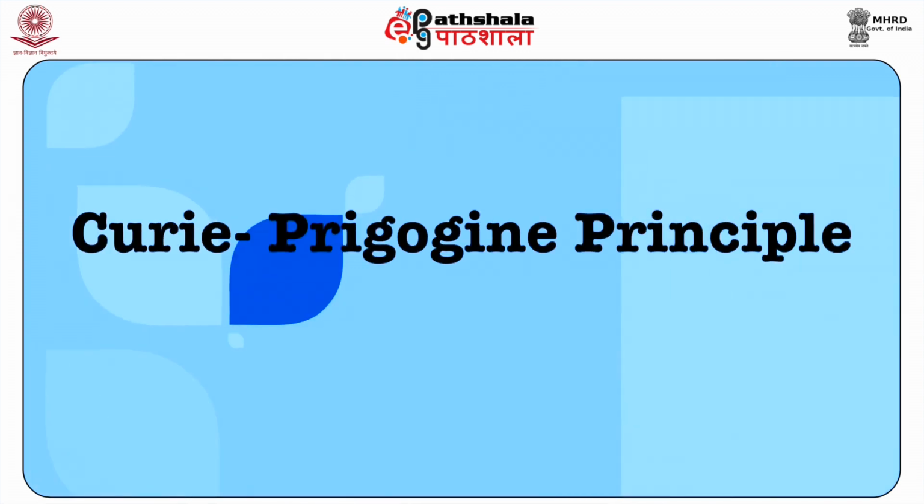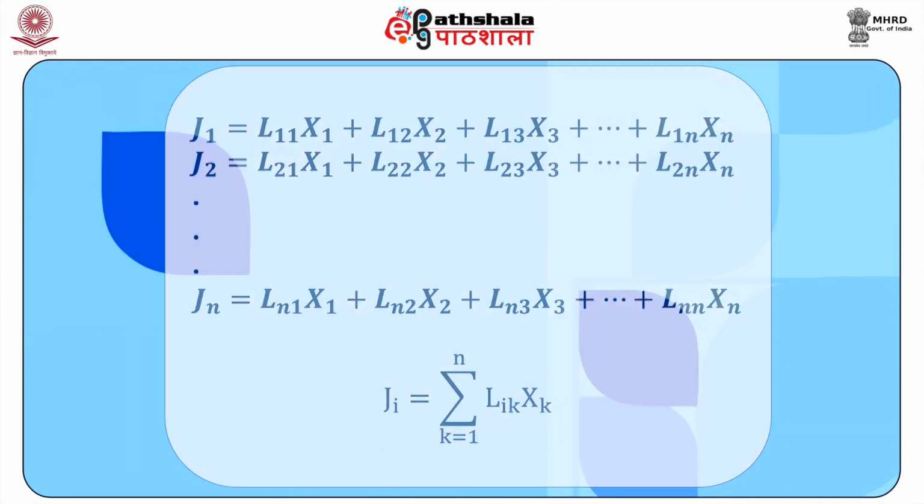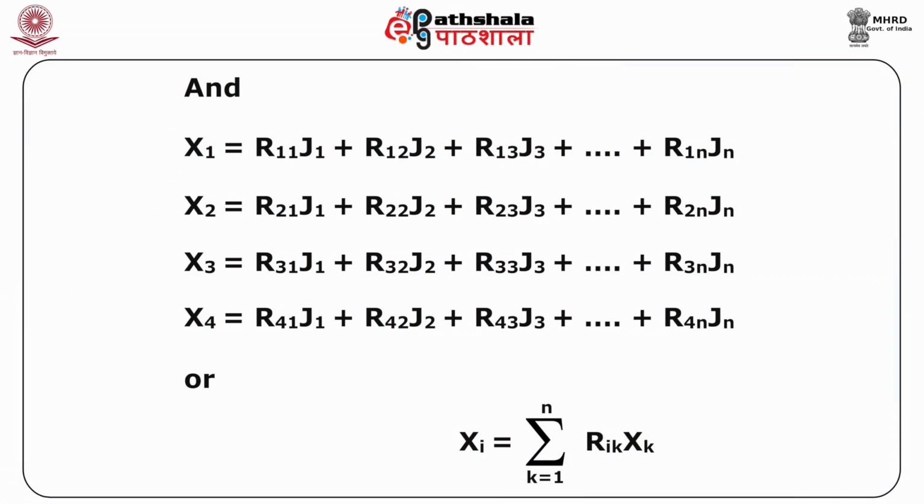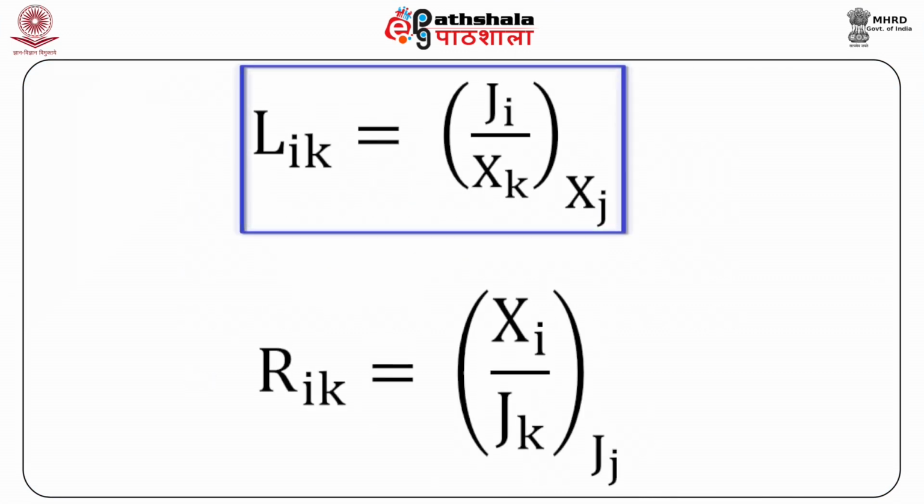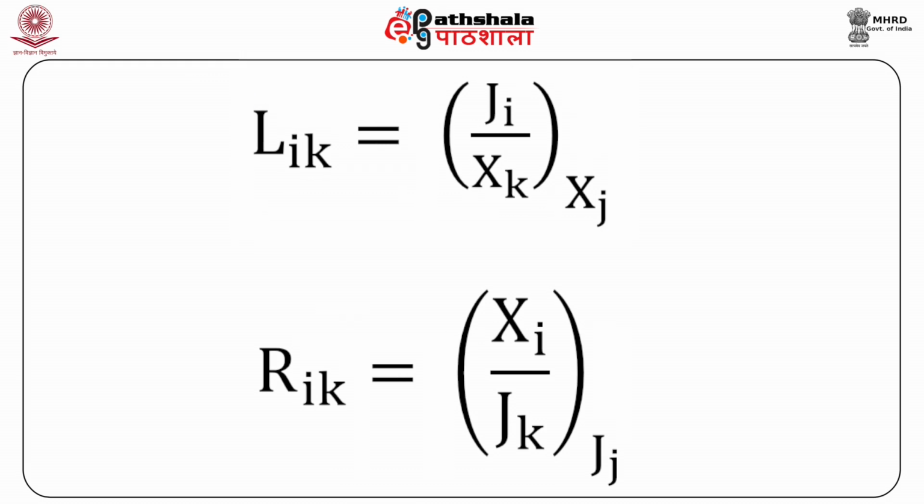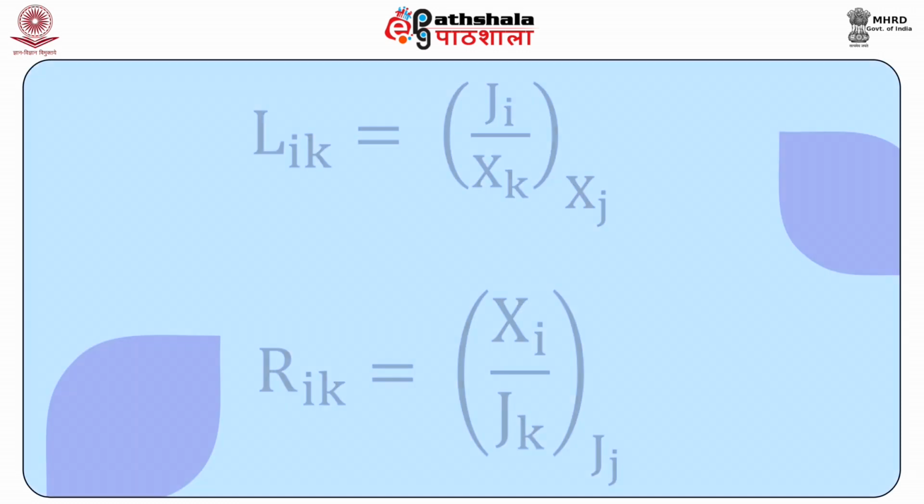Curie-Prigogine principle. In the equations, Ji represent the flow and Xi represent the corresponding forces. The coefficient Lik equals Ji upon Xk at constant Xj, the flows per unit force, and Rik equals Xi upon Jk at constant J, the force per unit flow.